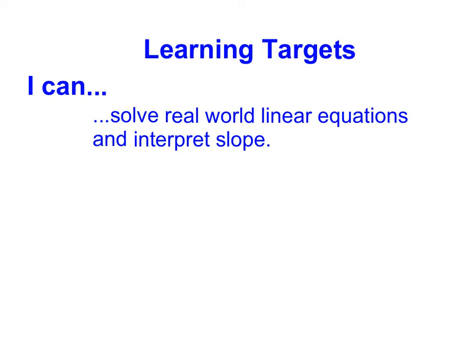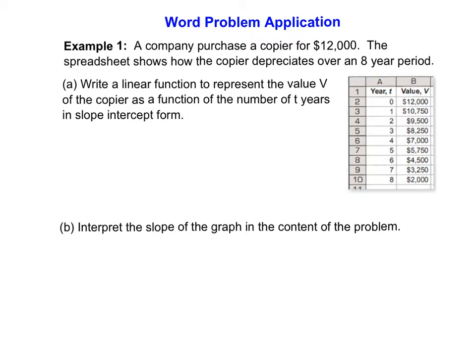In this video, we'll learn how to solve real-world linear equation situations, and we'll learn how to interpret the slope of these situations. So to begin, let's read through this problem together. It says, a company purchases a copier for $12,000. The spreadsheet, so this little table over here, shows how the copier depreciates over an 8-year period.